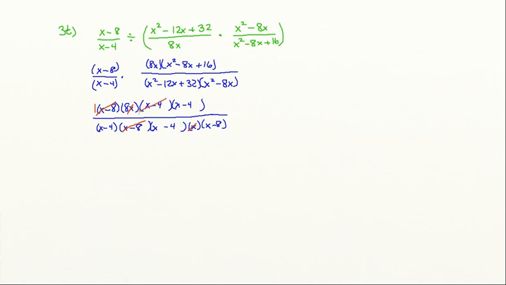x minus 4 divided by x minus 4 equals 1. x minus 4 divided by x minus 4 equals 1. In the numerator, we have 1 times 8. 1 times 8 is 8. In the denominator, we still have an x minus 8. And that scary question ended up really being okay after factoring.